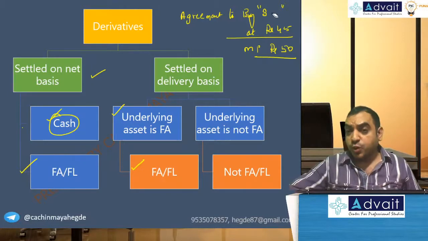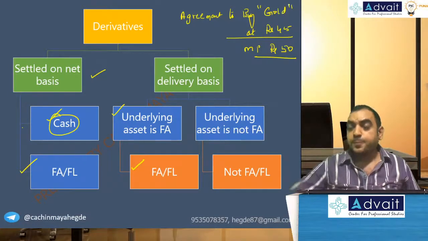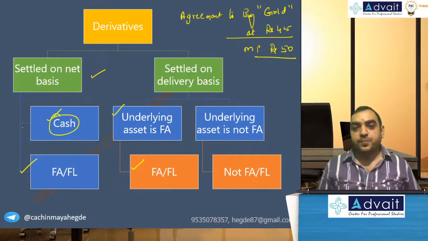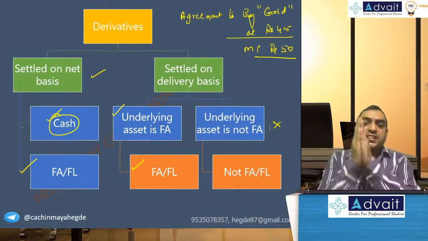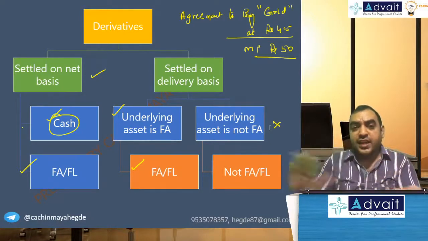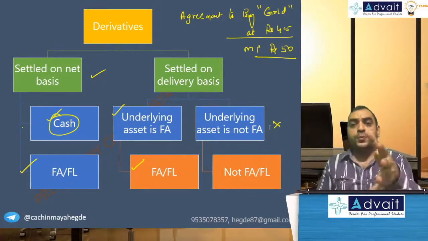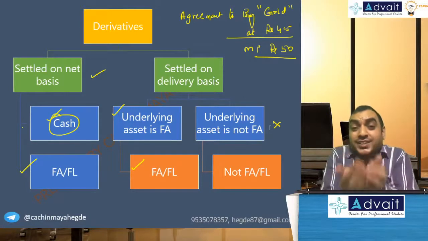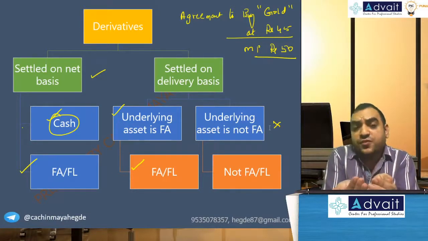If the agreement is not to buy a share, if it is to buy gold, oil, copper, non-financial assets, then it is not a financial asset. Very simple thing, my dear friend. If the settlement is on net basis, close your eyes, the underlying asset doesn't matter, it is going to be a financial asset or liability because of cash settlement. Cash is a financial asset.